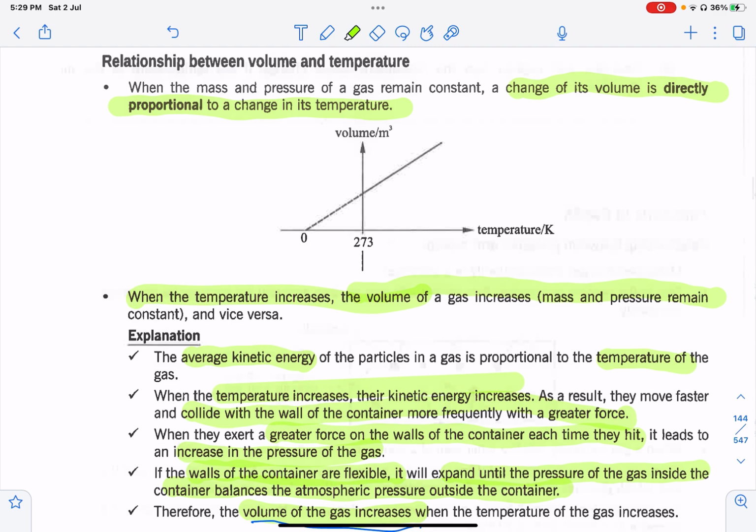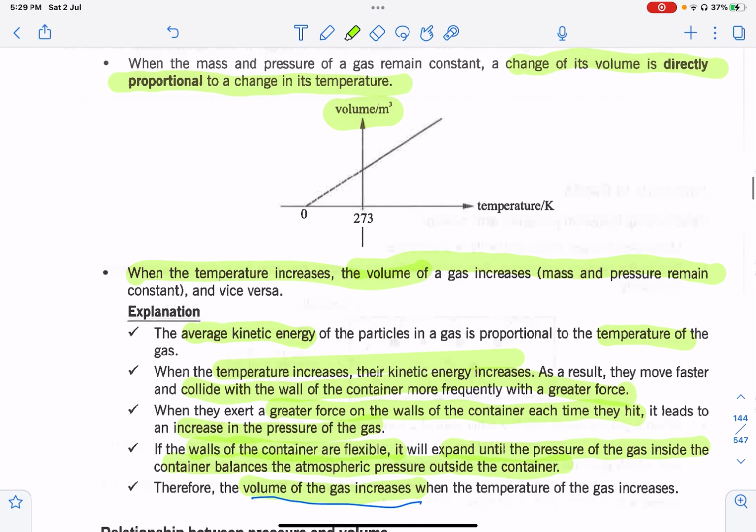On the other hand, what about volume? For volume, when the mass and pressure of the gas remain constant, the change in volume is directly proportional to the change in temperature. Meaning, if I change the y-axis to volume rather than pressure, we would see that there is still a linear increment.